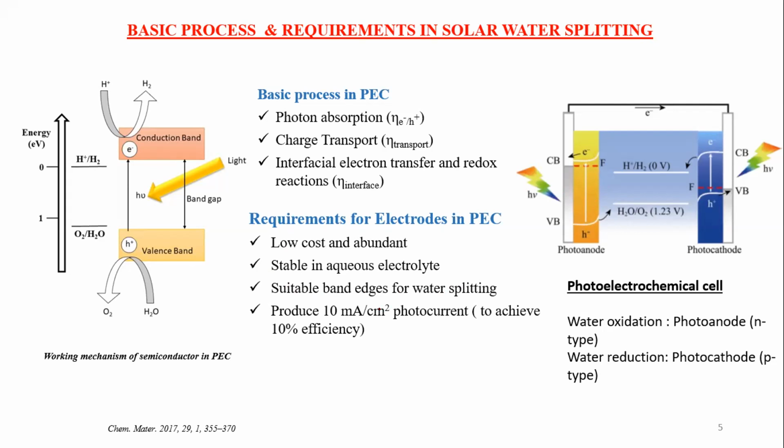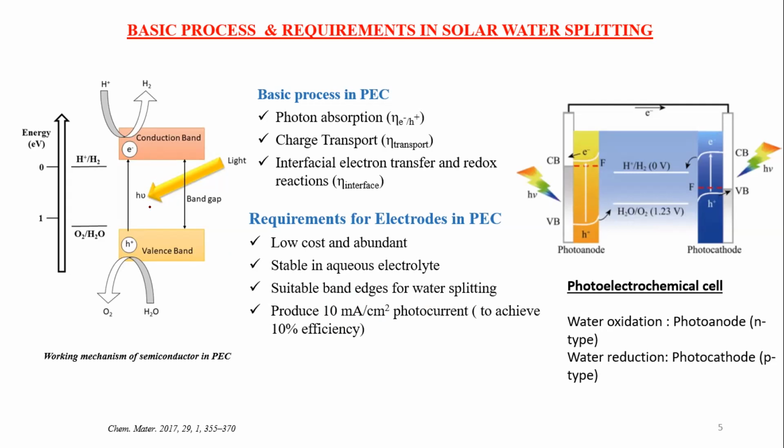And the last point is that this photoelectrochemical system should produce at least 10 milliamps per centimeter square of photocurrent, because for practical application, the Department of Energy has said the efficiency that should be produced from such systems should be above 10%. To achieve above 10% efficiency, that photoelectrochemical system should produce at least 10 milliamps per square centimeter of photocurrent.